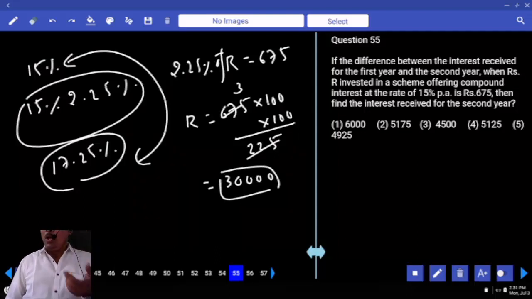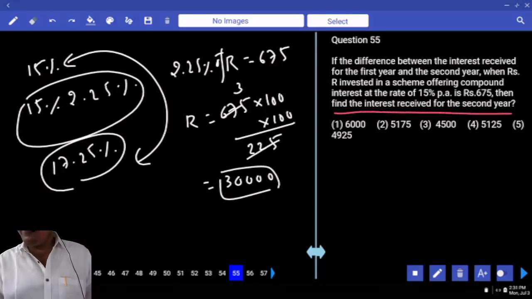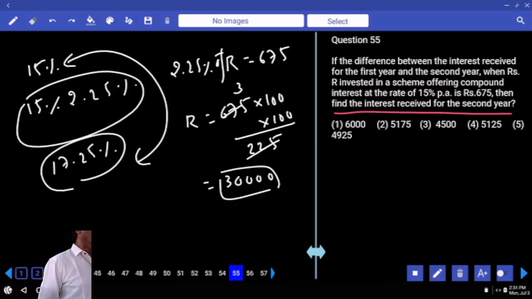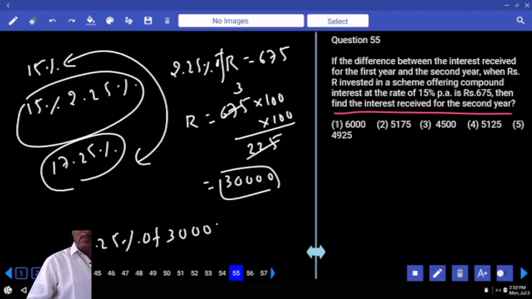Right? Now, what is the last line of the problem? Find the interest received for the second year. For the second year, the person is receiving an interest which is equal to 17.25%. Therefore, 17.25% of 30,000 is the required interest. Calculation is easy, isn't it? Shall I move on to the next one?